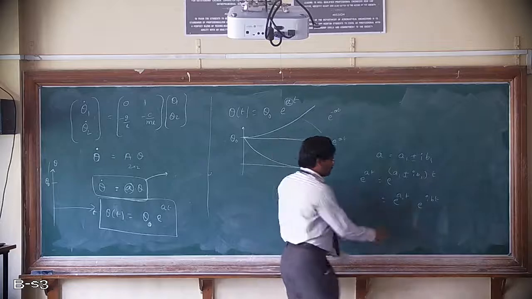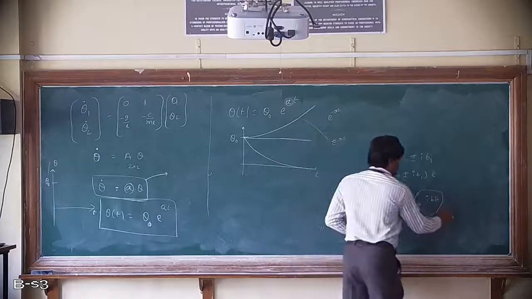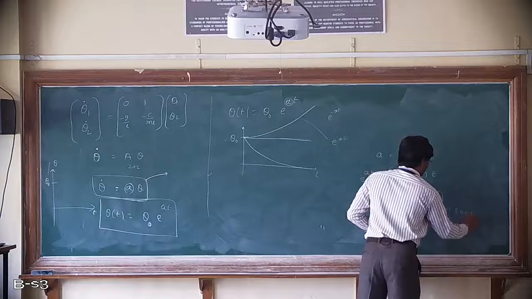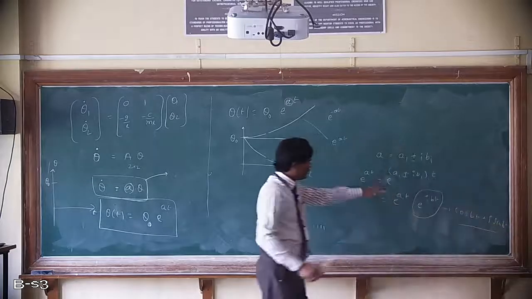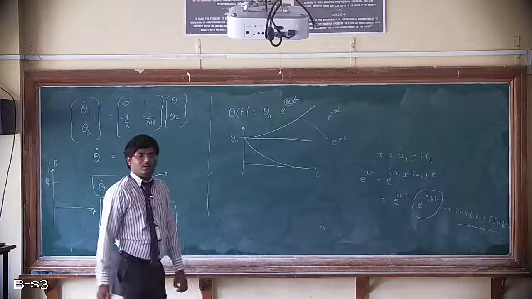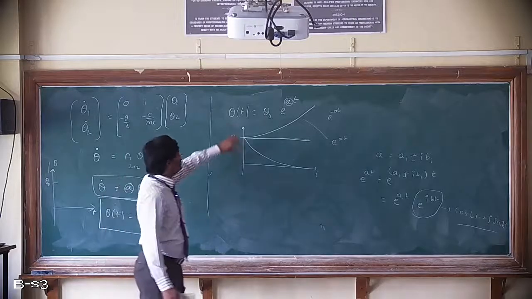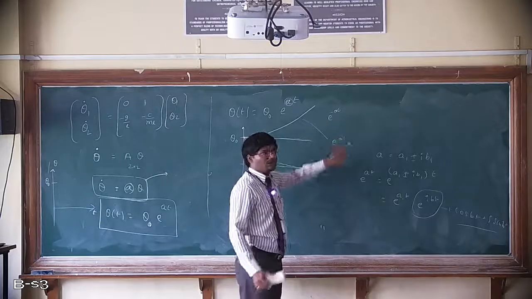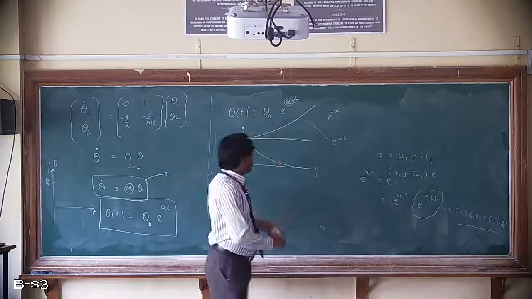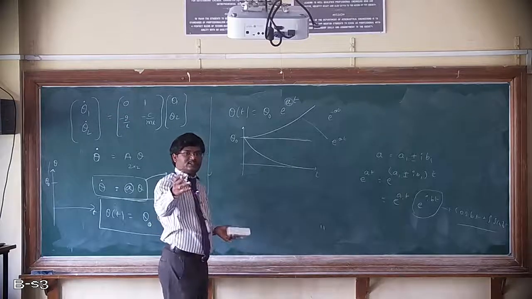So if you observe this, you can write this as cos bt plus i sin bt. So you are getting sinusoidal, oscillatory motions. So if this constant A is a complex number, your response will be oscillation. Again, oscillation in three types, right?